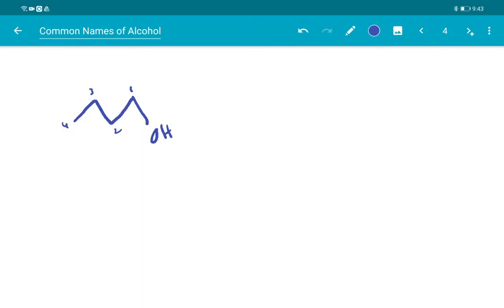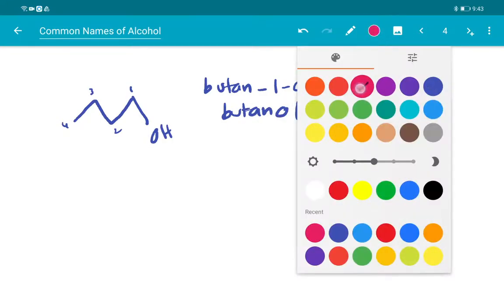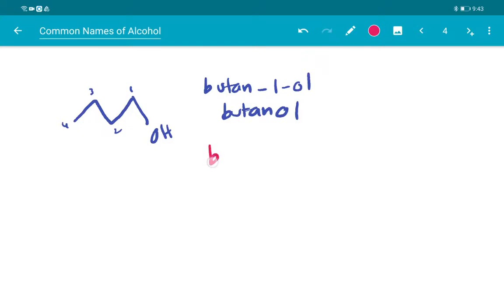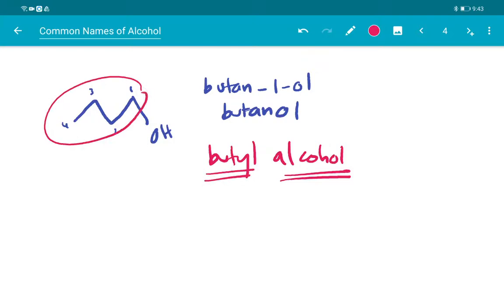The IUPAC name will be butan-1-ol, or preferably written as butanol. The common name will be butyl alcohol. Again, please take note that the alcohol is referring to the main functional group, while butyl is the conversion from the 4 carbon, which is butane, into an alkyl group of butyl.